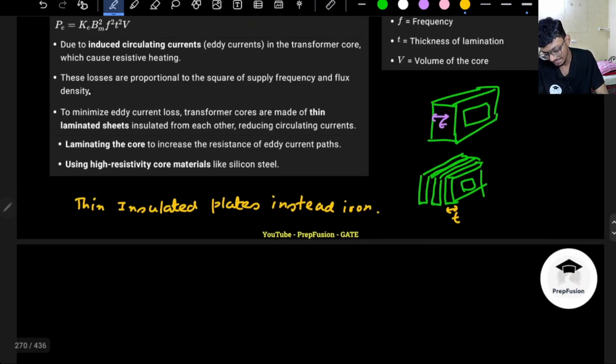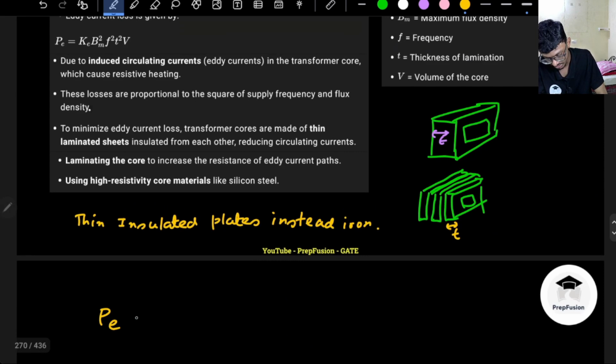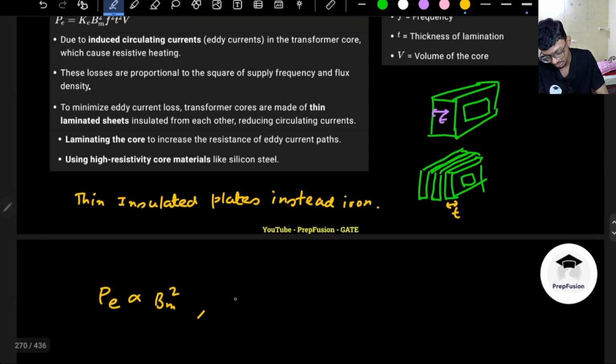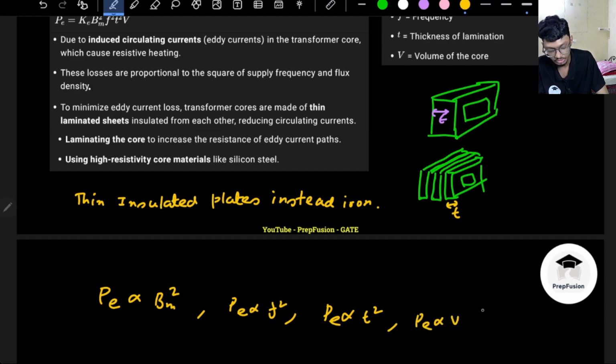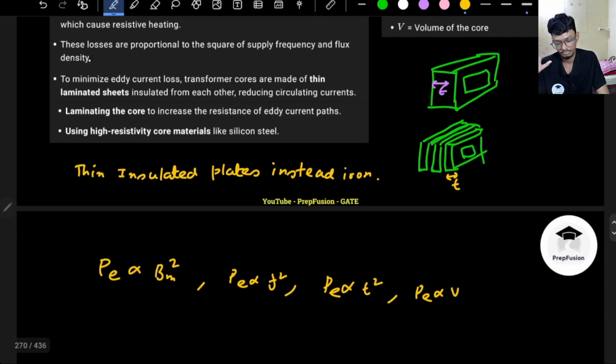So what is my eddy current loss proportional to? Eddy current loss depends on the flux density squared, magnetic flux density whole square. It depends on the frequency whole square. Of course, it depends on the thickness whole square again. This formula you have to remember, right? Thickness whole square, and it depends on the volume. This we already knew.